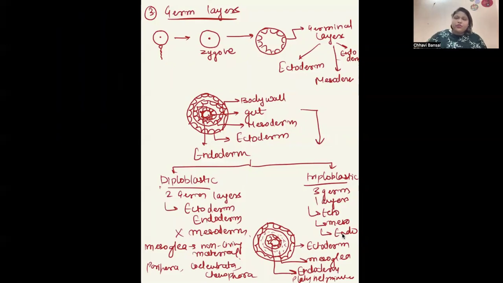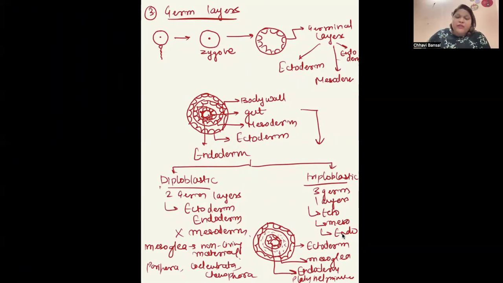So let's have a quick revision. What are germ layers? Germ layers are the layers of cells present in the embryo. And they are of three types: ectoderm, mesoderm, and endoderm. And these three germ layers are the only ones that give rise to all the organs, cells, tissues, and systems of the body. Now the organism can be of two types on the basis of the presence of these germ layers. They can be either diploblastic or triploblastic. In diploblastic, the mesoderm is not present. They have only ectoderm and endoderm. And instead of mesoderm, there is another layer called mesoglea, which is not made up of cells. It is made up of non-living material.